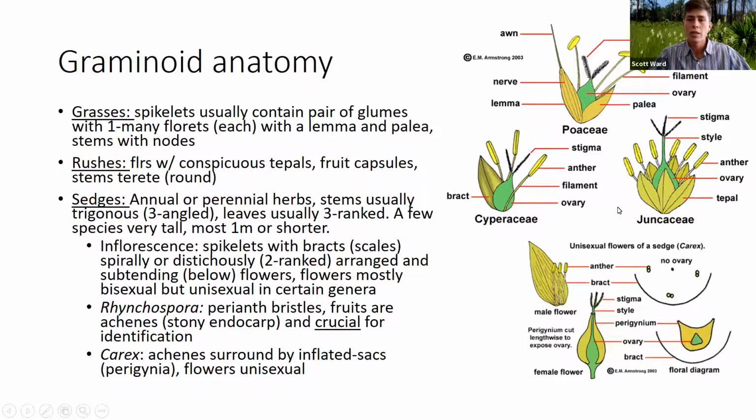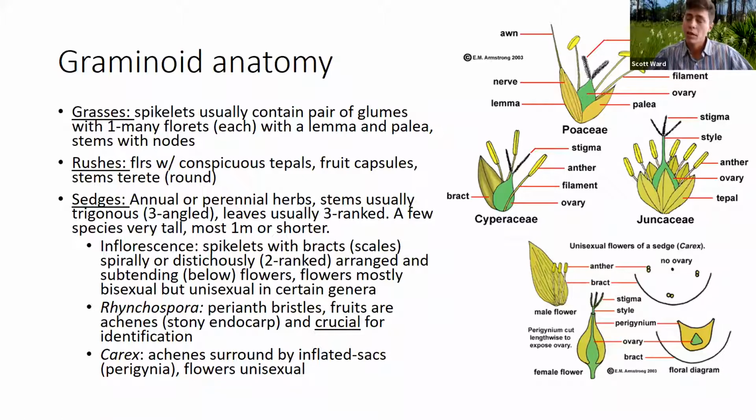Moving on to rushes, graminoid plants, but not necessarily sedges, right? They have flowers with this conspicuous tepal layer that looks like petals a little bit, but it's a little different. And the fruits that are produced are capsules. The stems are round in Juncaceae, and some stems are round in Cyperaceae, but for the most part, most stems in sedges are three-angled. So sedges can be annual or perennial herbs, usually, like I said, three-angled or trigonous. I'll use that term throughout.